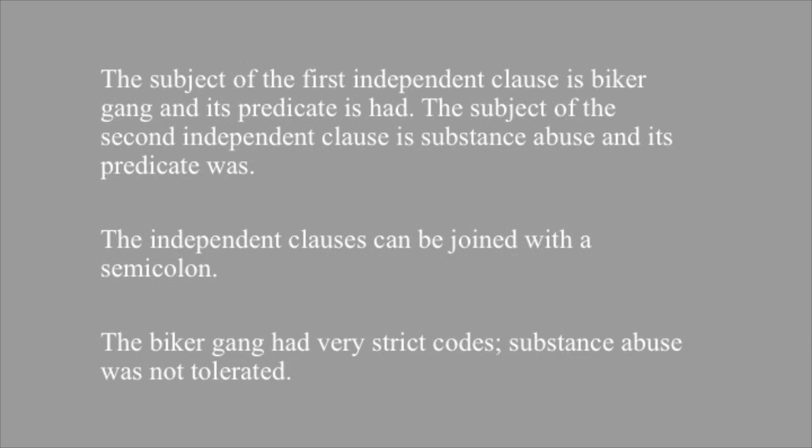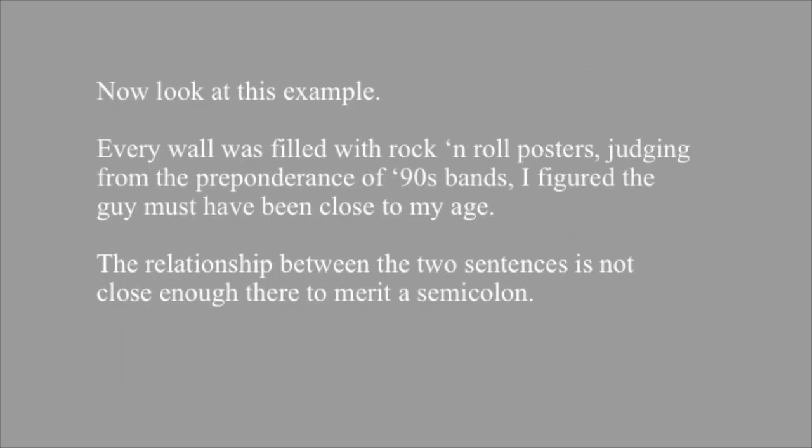Those independent clauses can be joined with a semicolon. So here's how you do it. The biker gang had very strict codes, semicolon, substance abuse was not tolerated. Now look at this example. Every wall was filled with rock and roll posters. Judging from the preponderance of 90s bands, I figured the guy must have been close to my age. The relationship between the two sentences is not close enough in this example to merit a semicolon.